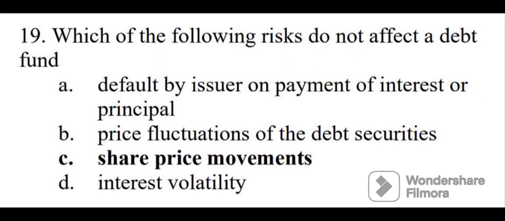In case of B, debt securities are also listed on exchanges, and anything that is listed on exchange has a potential to trade at a discount or premium. So because of that, fluctuation in NAV will happen. And interest volatility, change in interest, is a very important factor here, because change in interest changes the NAV or the demand of that fund, right? So the answer will be share price movement.